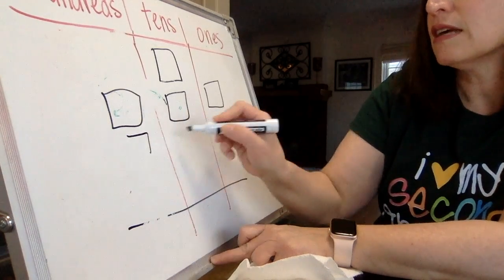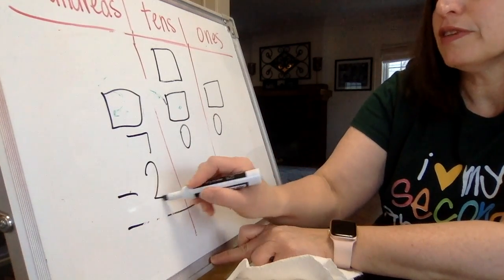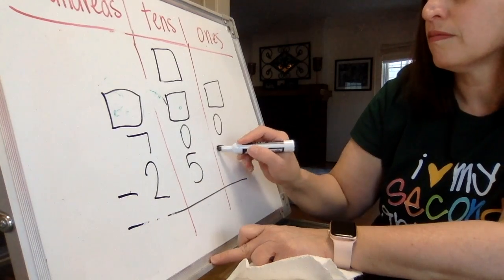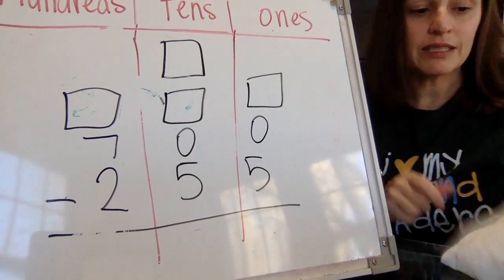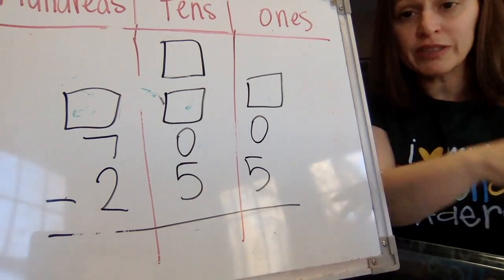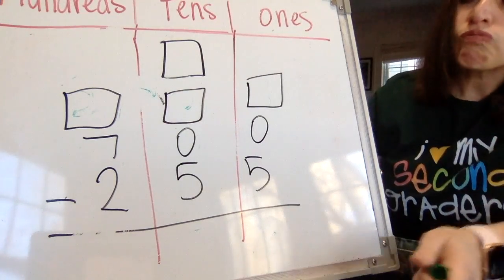It says 700 minus 255. This is a little more complicated, but if you follow all the steps, it's actually quite simple. So pay close attention. All right.